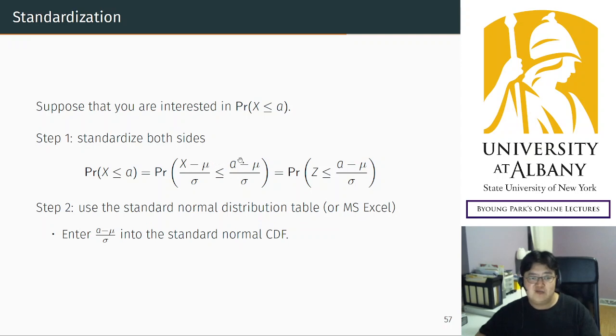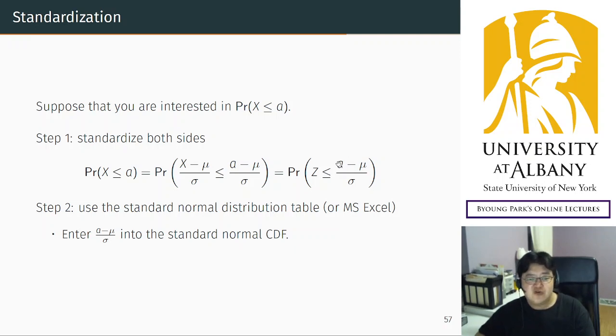So we did it, and then the left-hand side of the inequality is the standard normal distribution. So I changed the notation into z. Then a is a given number, and the mean and sigma are parameters. If you know the parameters, then you can calculate the right hand side.